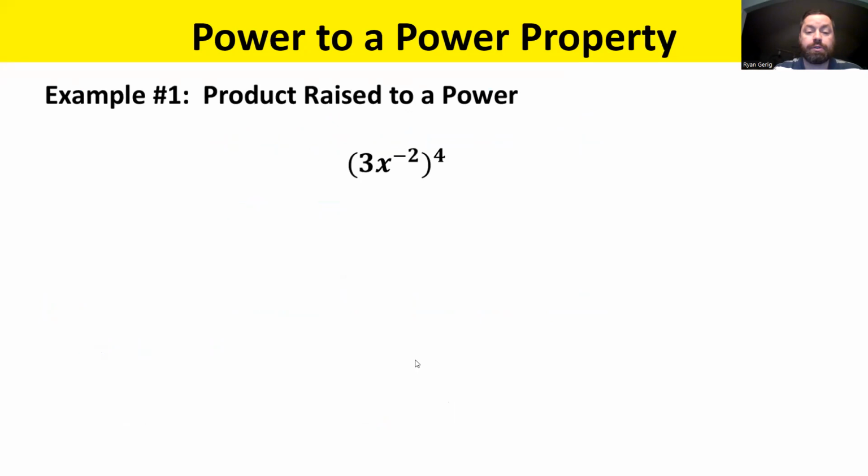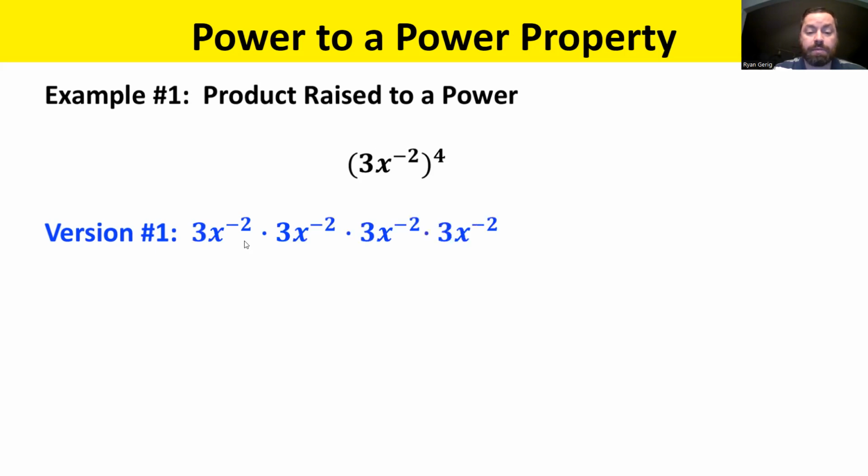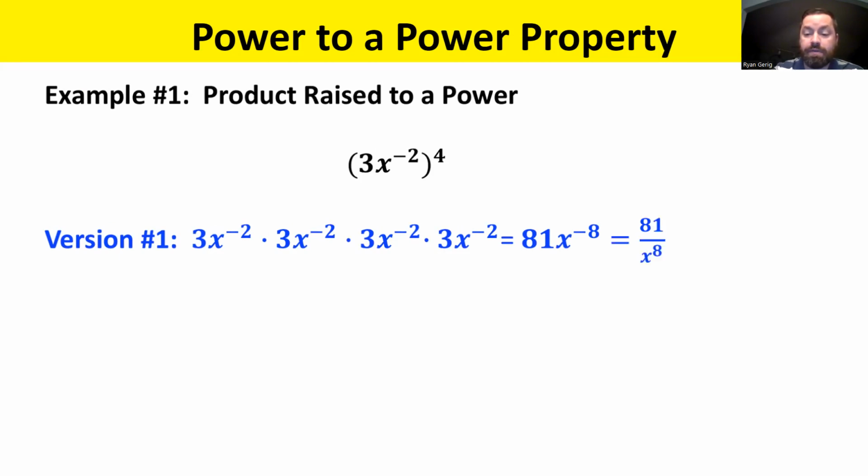Let's do a couple practice problems. The hardest part with this is remembering what to do with the 3. Most people don't have trouble multiplying the -2 and the 4, but there's a way to remember it. I'm going to do it the longhand way here. I'm not going to recommend doing it this way, but I want you to see what happens. So 3x to the negative second, 4 times. I'm going to do 3 times 3 times 3 times 3, which is 81. And then x to the -8, -2 plus -2, or -2 times 4, which is -8. Move the negative exponent to the bottom, and you get 81 over x to the 8th.